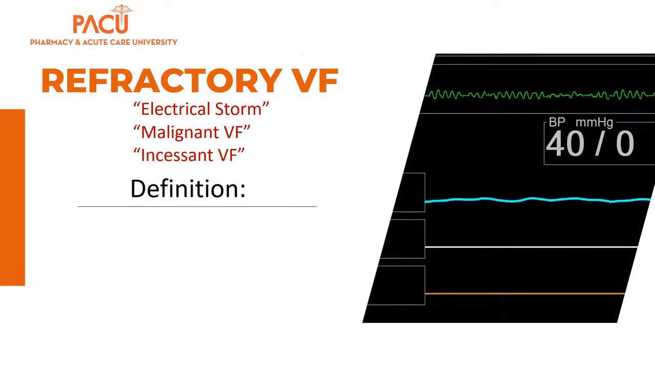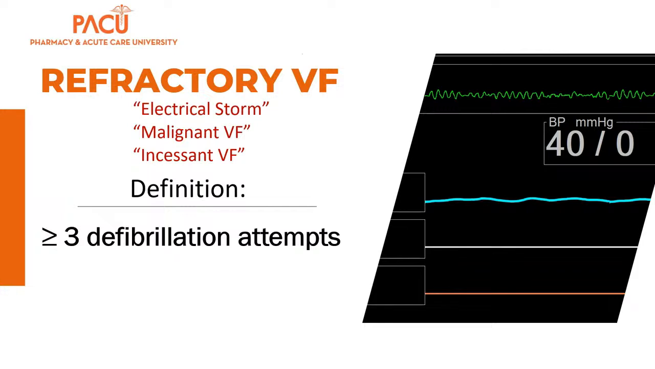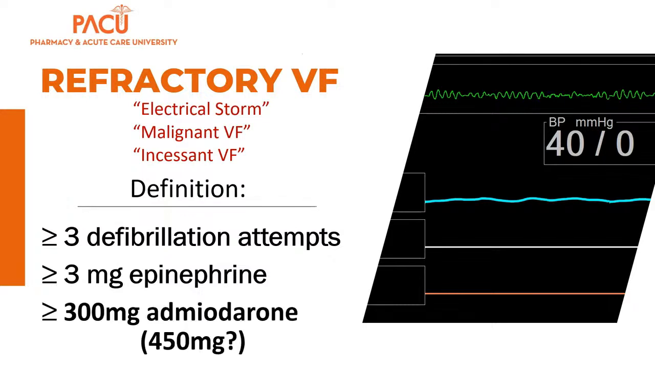The definition we have come to agree on for refractory VFib is the same definition they use in these two studies that I'm going to present. That is, a patient who's had more than 3 defibrillation attempts, more than 3 milligrams of epinephrine, and the two studies say more than 300 of amiodarone. I say 450, just because that makes sense. When you've given 3 milligrams of epi and done 3 defibrillation attempts, you've usually given 450 of amiodarone. But that's our definition of refractory ventricular fibrillation.